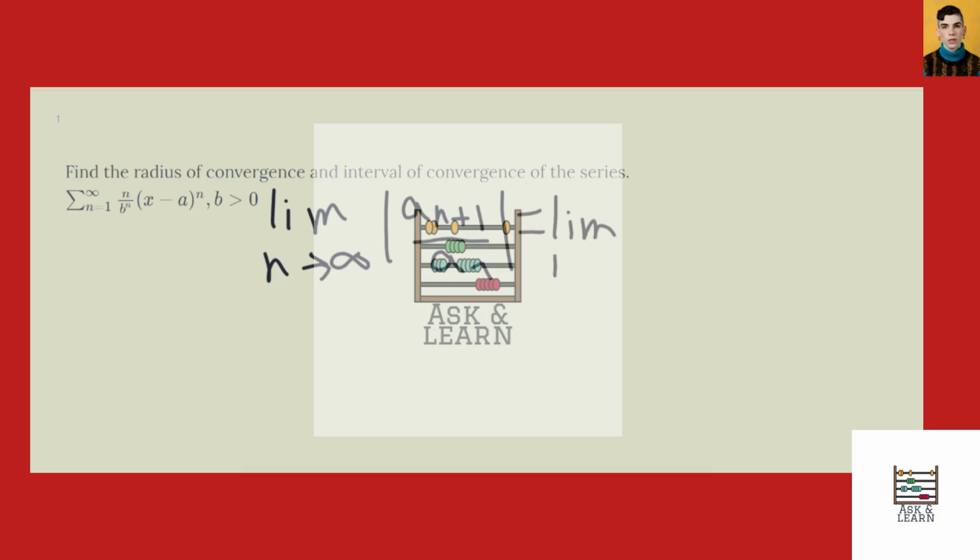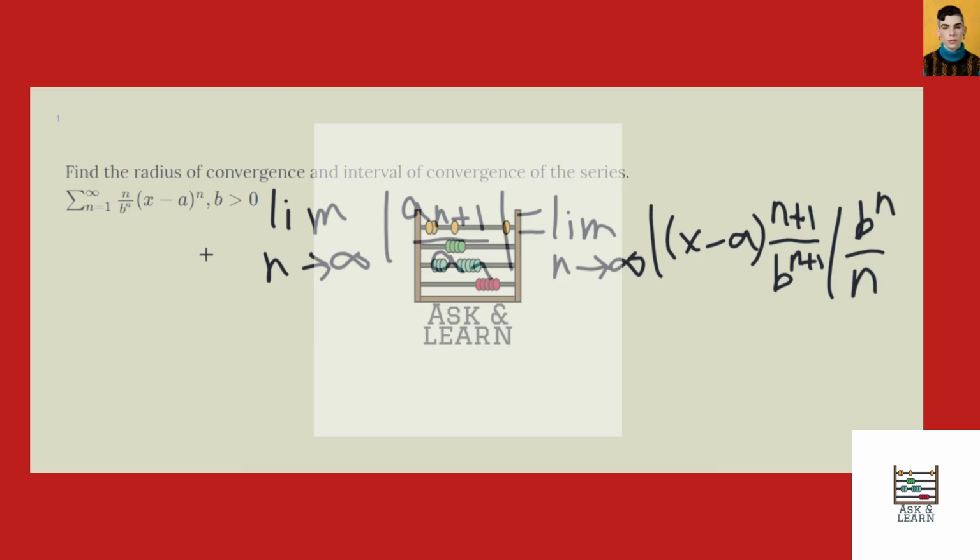So this is limit as n goes to infinity, absolute value, and this thing is going to simplify to (x minus a)^(n plus 1) over b to the n plus 1, times b to the n over n.